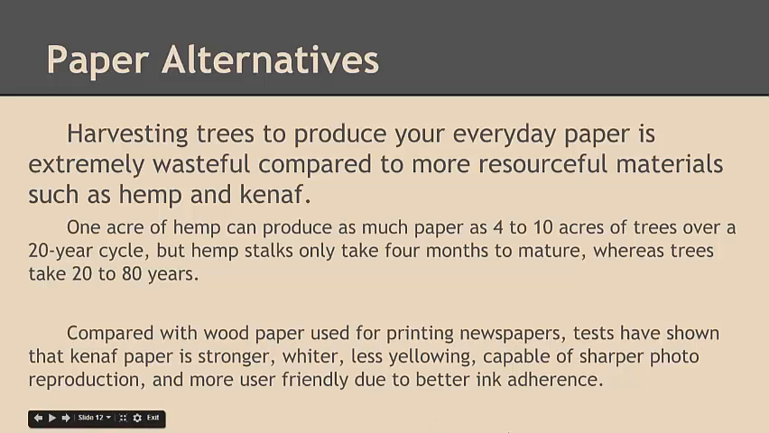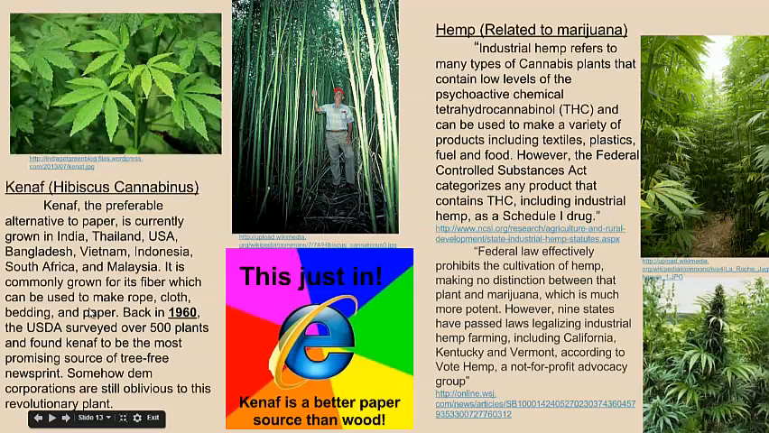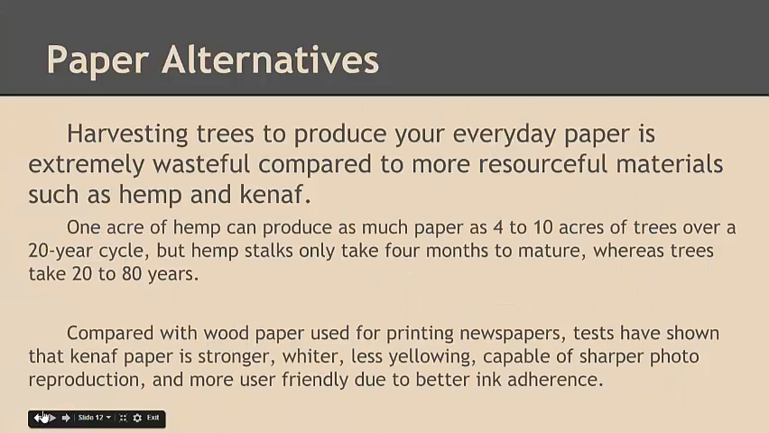As one can clearly see here, 1 acre of hemp can produce as much paper as 4 to 10 acres of trees over a 20-year cycle. This is because hemp stalks only take 4 months to mature, whereas trees take 20 to 80 years.